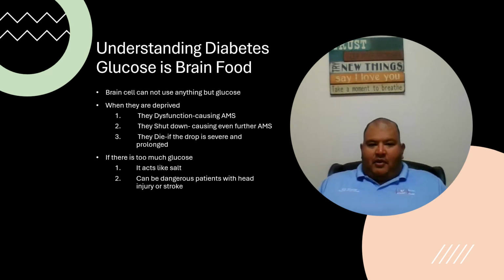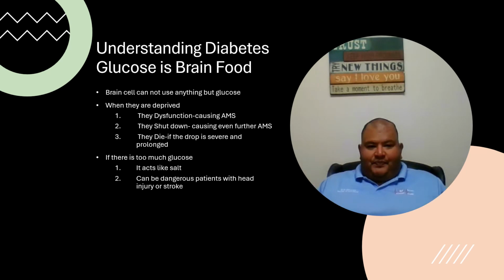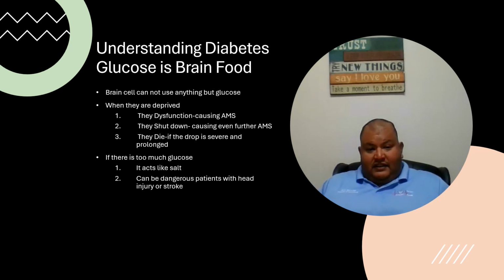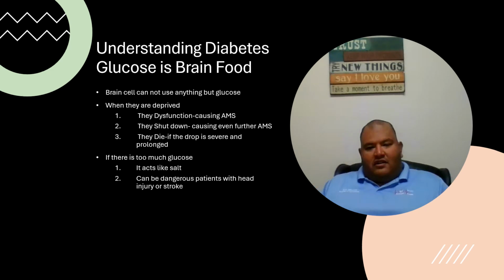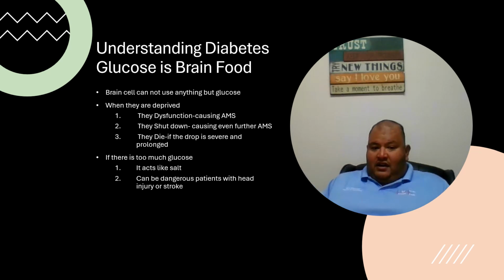When these cells are deprived, they basically start to dysfunction. And when they dysfunction, they cause altered mental status. And then eventually the cell begins to shut down if it's still lacking this glucose for its food, and it causes even further altered mental status. And eventually the cell will die if the drop is severe and it is prolonged.